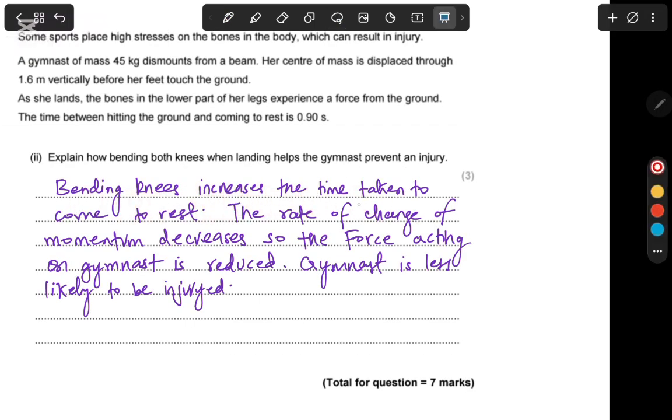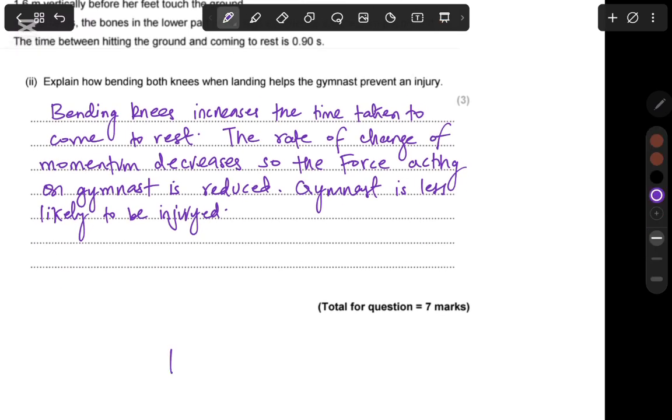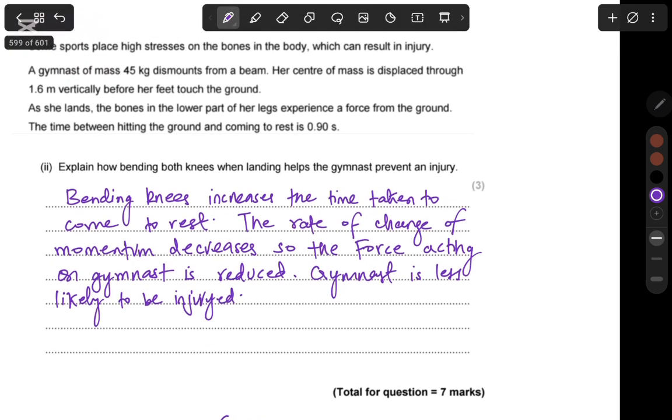Bending knees increases the time taken to come to rest, the rate of change of momentum decreases, so the force acting on the gymnast is reduced, gymnast is less likely to be injured. So we've got the same concept here, F is equal to change in momentum over change in time. The time increases, force is going to go down. And when the time increases, the rate of change of momentum is going to decrease, and hence the force goes down. Okay, the same concept with the impulse as well. So same thing, this goes up, this goes down. Okay, so that's going to be all.